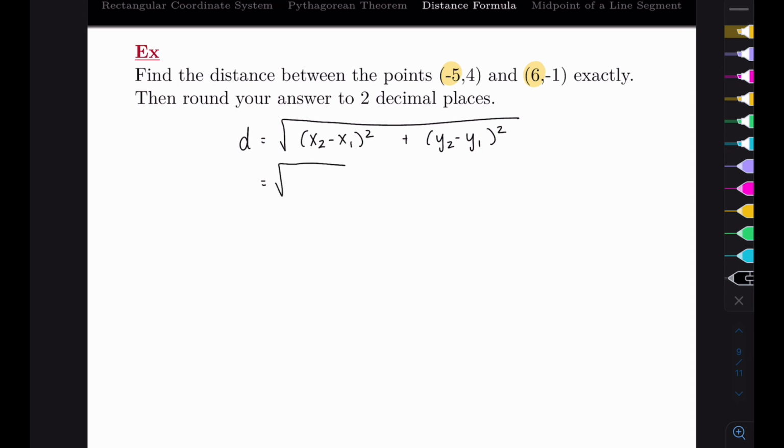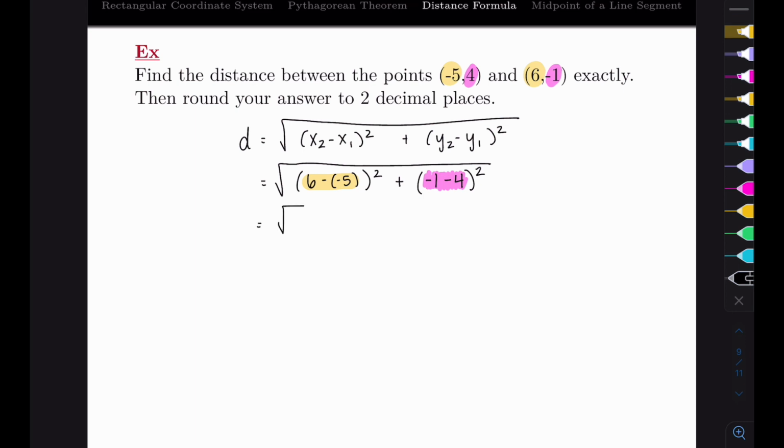So underneath our radical, I'm going to do 6 minus -5 squared. So that's the difference in x values. And then we're going to add the difference in y values. And again, you want to just try to stay consistent. I made this the first one, so I'm going to make this the first one. It really won't make a difference for this problem, but in other instances, it does. Okay. So we've got the difference in y values squared.